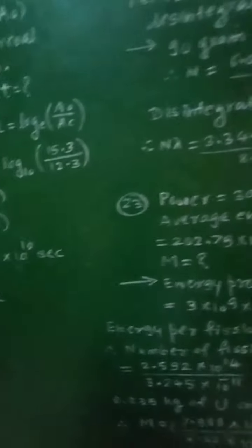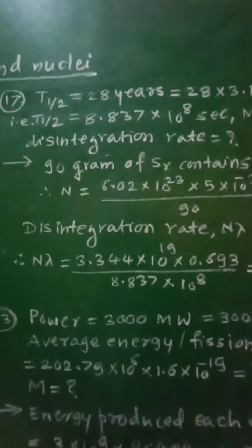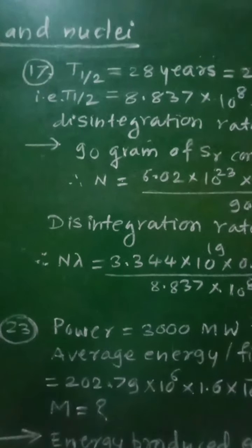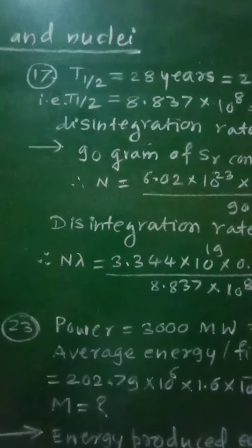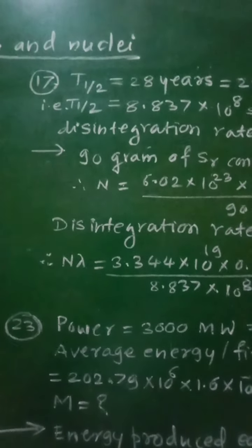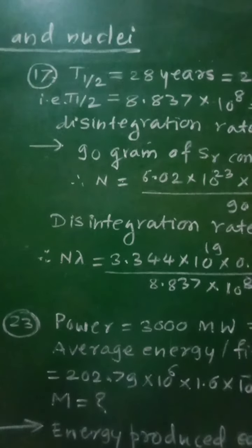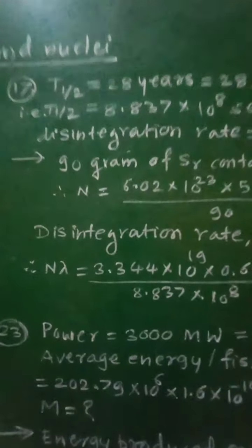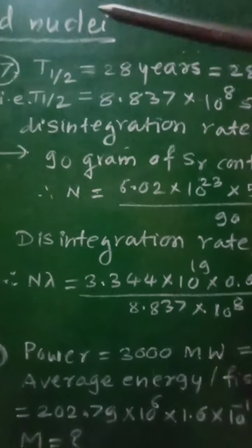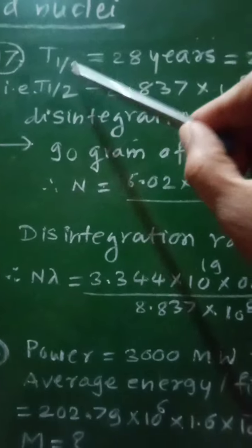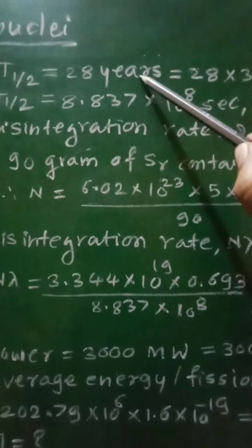Then let us go for the next numerical, numerical number 17, which is given as: the half-life of strontium is 28 years. Determine the disintegration rate of its 5 milligram sample. The given data for this numerical is the half-life period, that is half-life time t half is equal to 28 years.